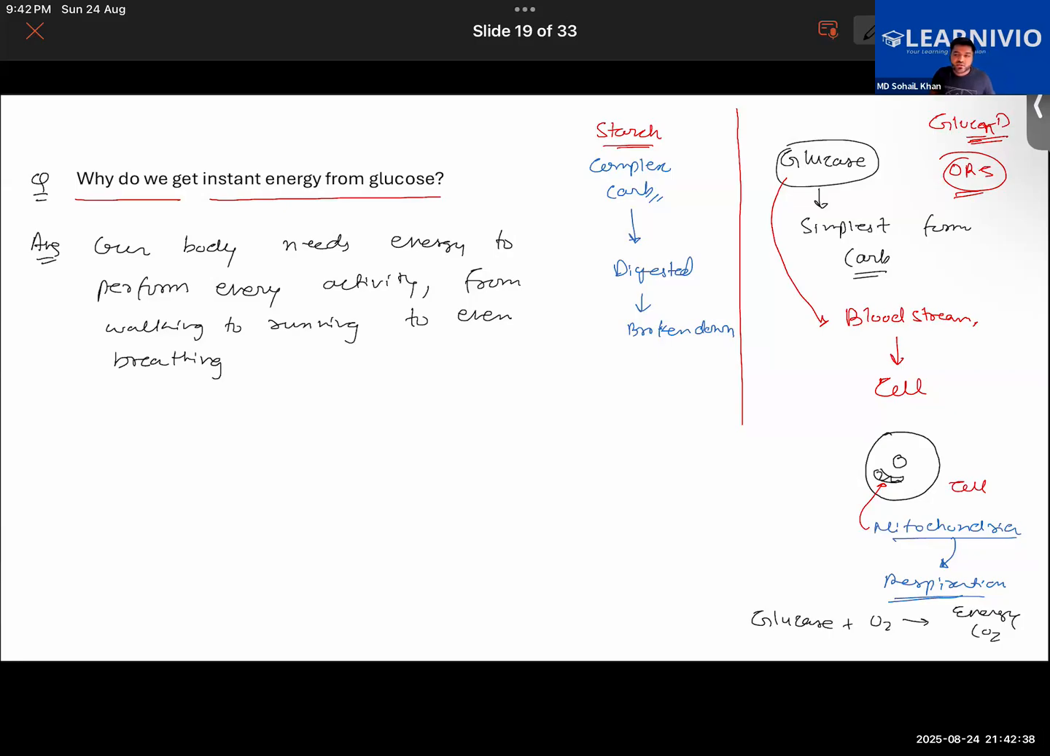Although we don't spend a significant amount of energy, you don't have to put very much effort into breathing the air, there is muscular contraction and relaxation. The thing is that our body needs to spend some amount of energy even in doing a simple action like breathing. So our body needs energy to perform every activity, from walking to running to even breathing. If we had zero energy, we could die instantly.